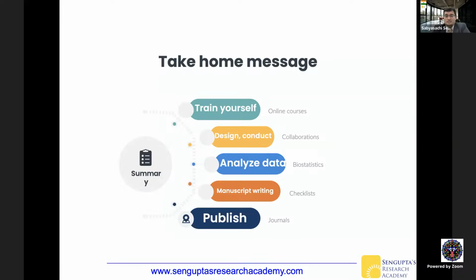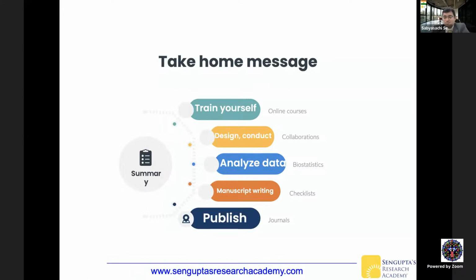So overall take-home messages, I think you should now see that this is really important to do, right? To get ready for 2030, there's something that is absolutely essential for you to do. You need to train yourselves. There are courses, my course, and so many others. Then you need to design and conduct good studies, perhaps think about being part of collaborations. Then you need to understand how to analyze data and some basics of biostatistics, which we will talk about day after tomorrow. And in manuscript writing, trust me, using checklists is like the best approach.